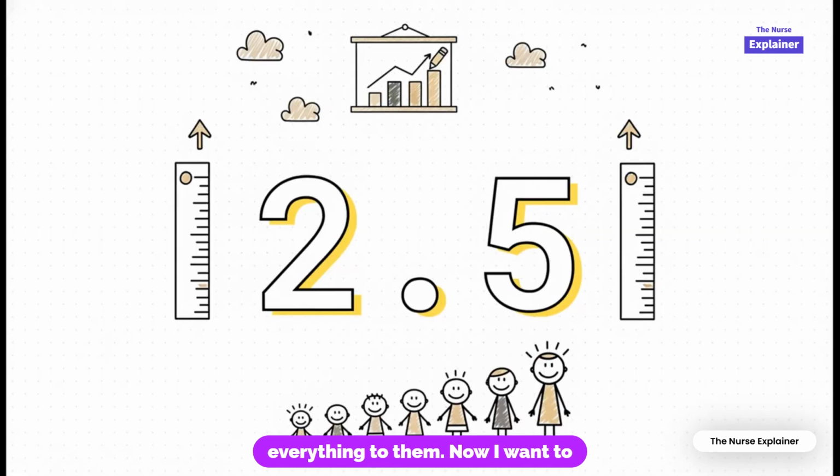Now, I want to highlight a highly specific, measurable benchmark for you: 2.5. This represents the average inches of height a school-age child reliably gains per year. From age 6 at roughly 45 inches up to age 12 at about 59 inches, this steady 2.5-inch annual growth rate is a vital benchmark you're going to be checking during your pediatric well-child visits.